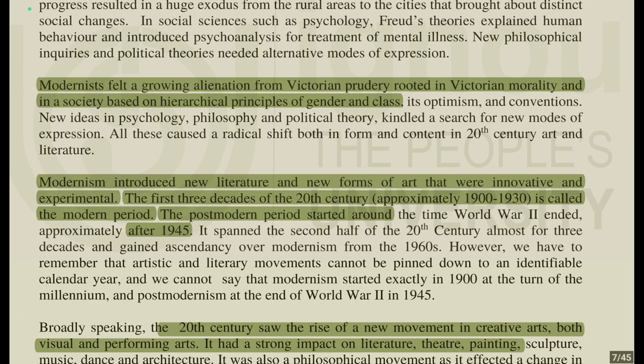Modernism introduced new literature and new forms of art that were innovative and experimental. So what does this mean? This means that modernism brought about new forms of literature and art, those which were completely different from the previous ones. Innovative basically means something that is new, completely different from the previous thing, something you've never seen before, never heard of before, never thought of before. Something that is completely new to you is innovation. And experimental as well, of course.